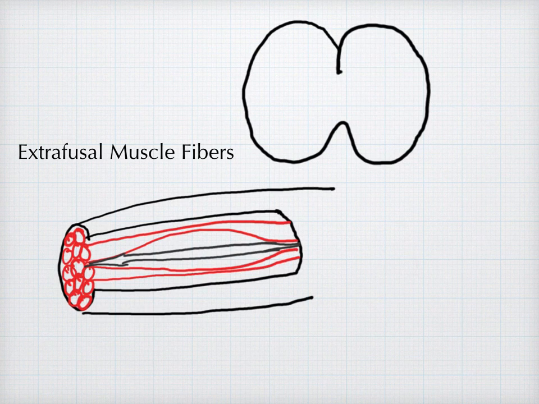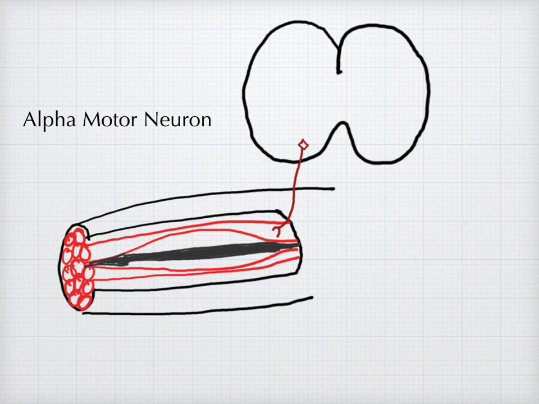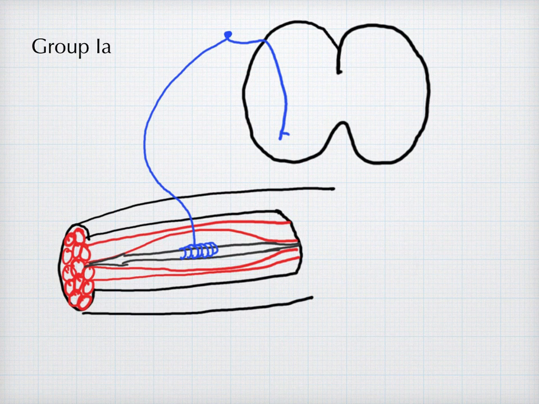Skeletal muscle is composed of bundles of extrafusal muscle fibers. These are innervated by efferent alpha motor neurons in the ventral roots of the spinal cord, and are supplied with afferent sensory nerve fibers which travel in the dorsal spinal roots, specifically group 1A.